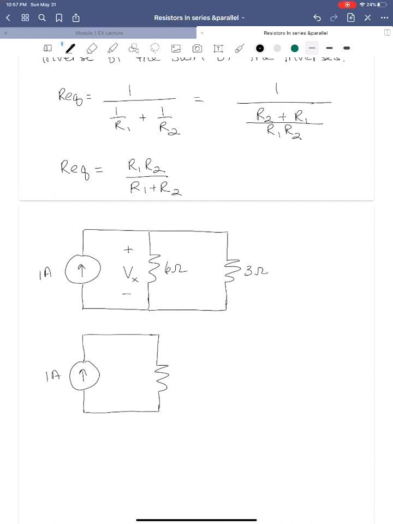1 amp, and this equivalent resistor Req is equal to, since this is just 2 resistors, the product over the sum. So it's the product 6 times 3 over 6 plus 3. So this is 18 over 9, or 2 ohms. And we're still solving for this voltage Vx. By writing Ohm's law, Vx is equal to the current 1 times the resistor 2. And so Vx is equal to 2 volts.